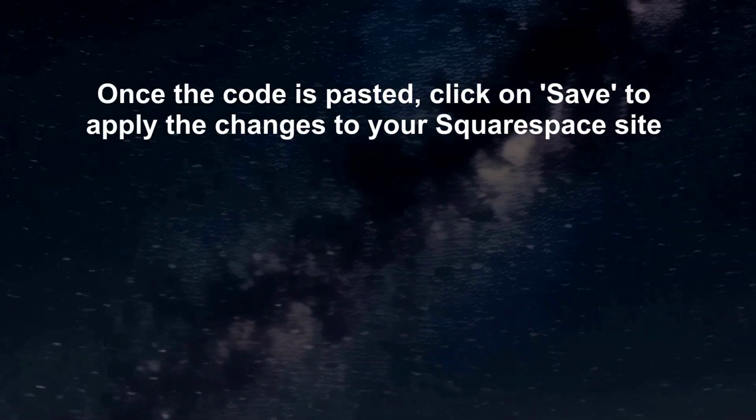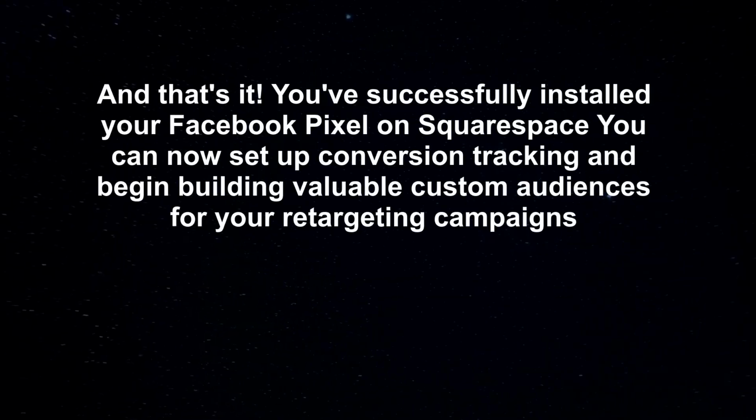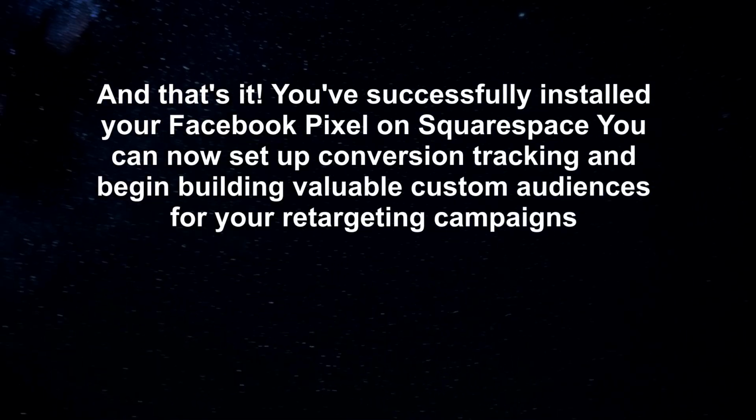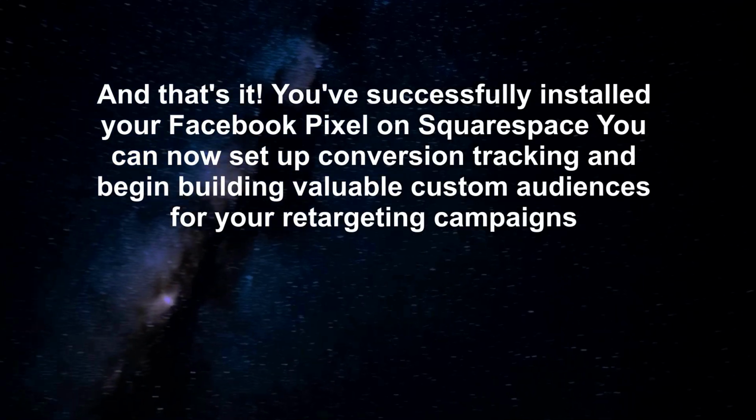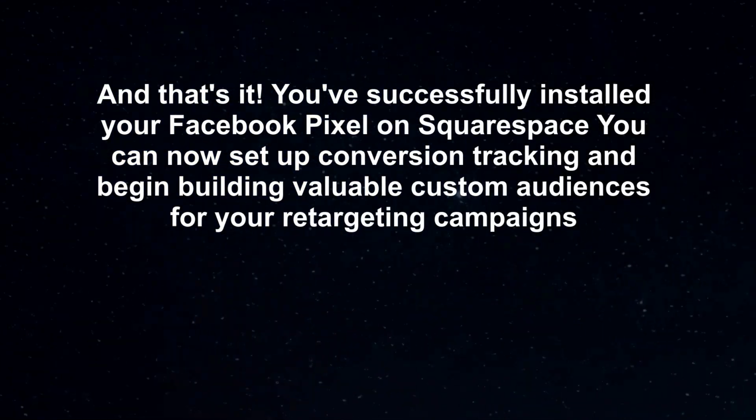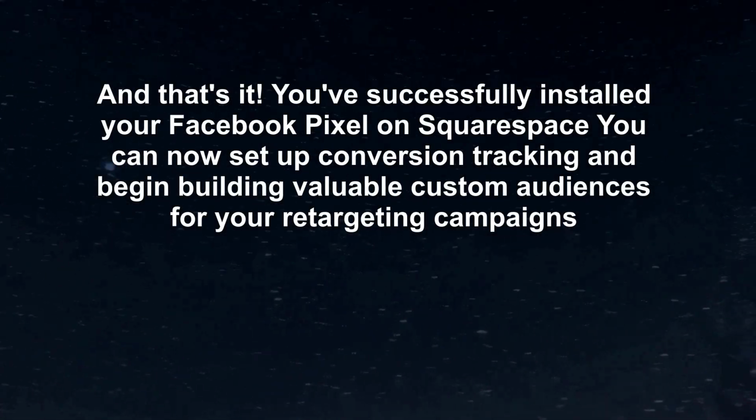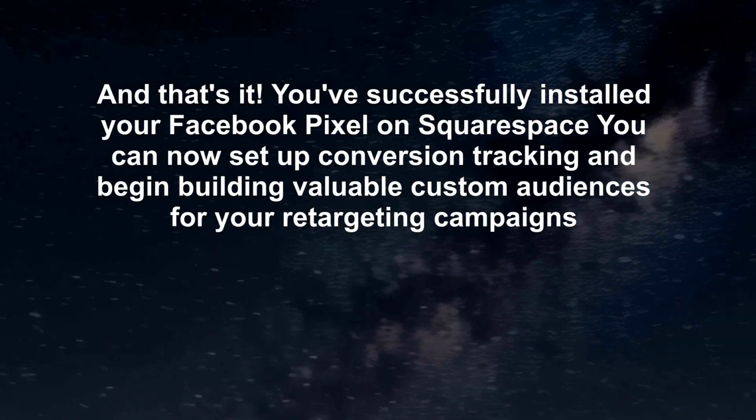Once the code is pasted, click on Save to apply the changes to your Squarespace site. And that's it. You've successfully installed your Facebook pixel on Squarespace. You can now set up conversion tracking and begin building valuable custom audiences for your retargeting campaigns.